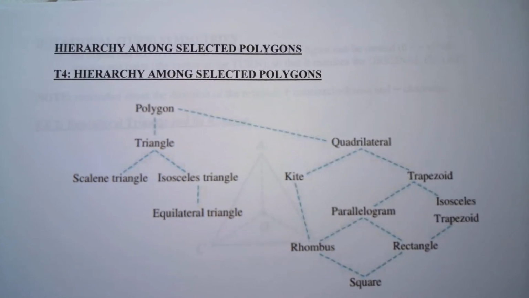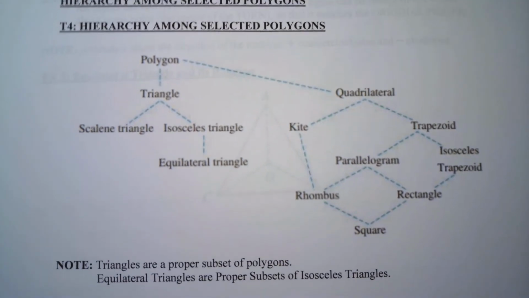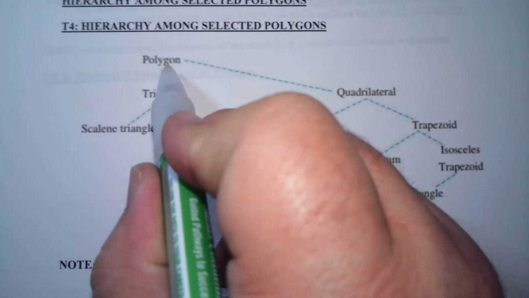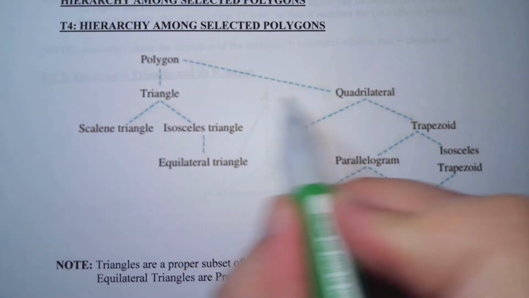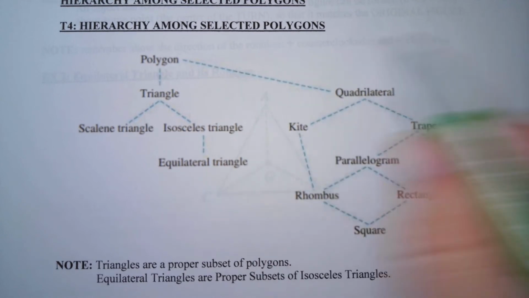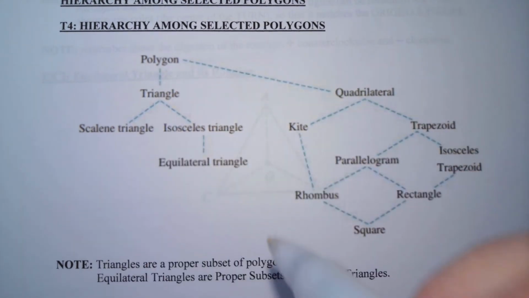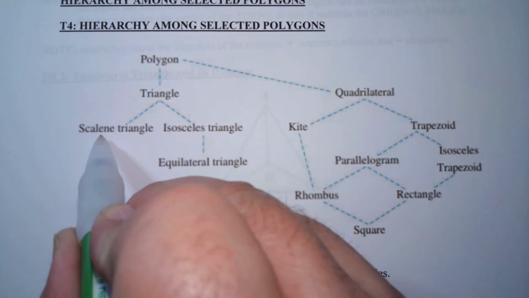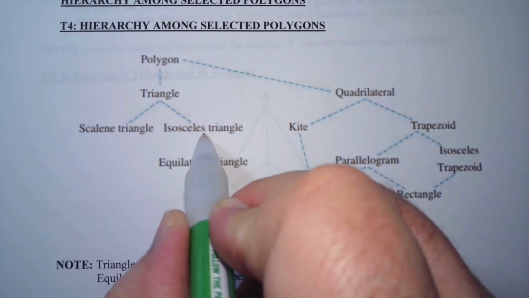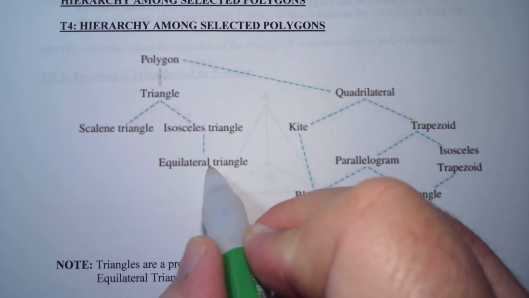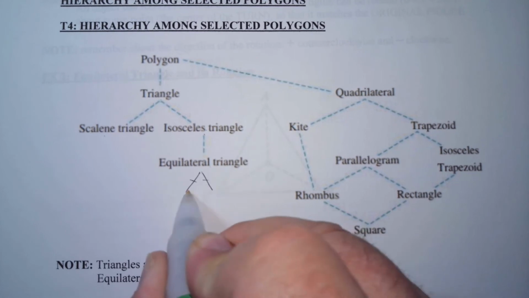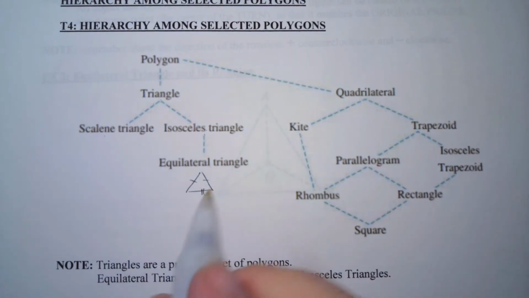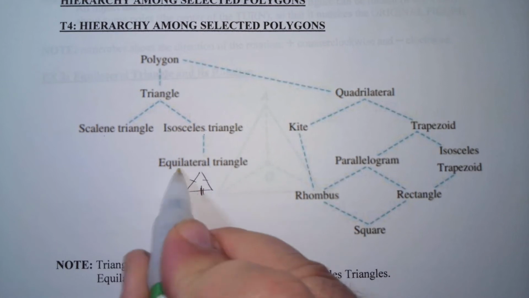Let's look at the hierarchy, the ranking of how they relate to each other. In the world of polygons, we're going to talk about triangles and quadrilaterals. There are many more, but we're going to limit ourselves to just these two. Inside triangles, you have scalene and isosceles. Isosceles can also be equilateral. Remember, isosceles is when two sides are the same and the third side is not. But if the third side is the same, then it's an equilateral.